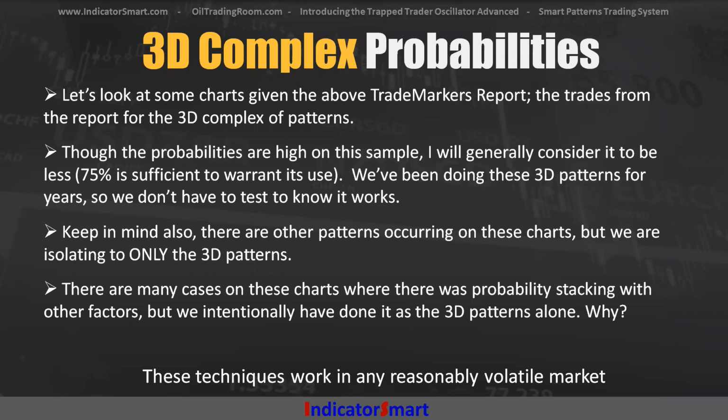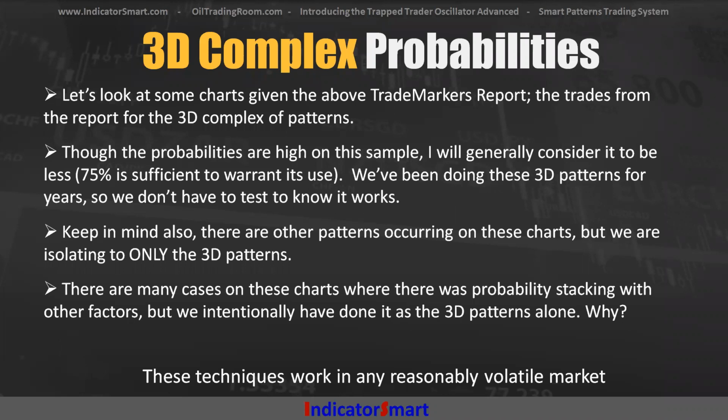Technically hundreds of trades a day if you really wanted to get down to that. What I usually suggest is that you pick the better ones where everything is lining up and stay away from the lesser ones. So we're only isolating to the 3D patterns. There are a lot of cases on these charts where there was probability stacking with other factors, and we already went over that. You've got your 275s is 90, 375s is 96, and you go 99, 100, etc.